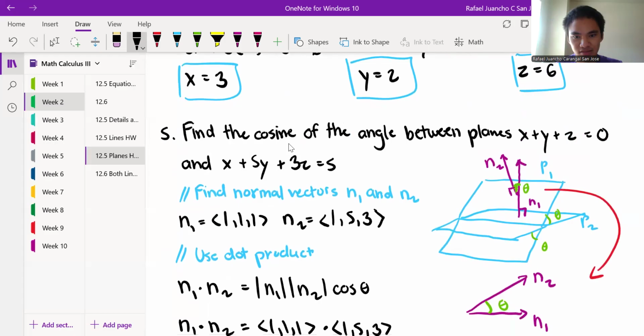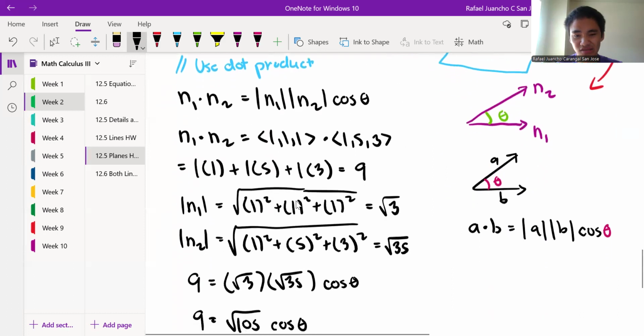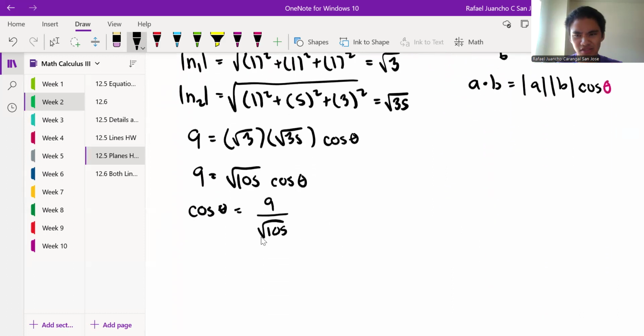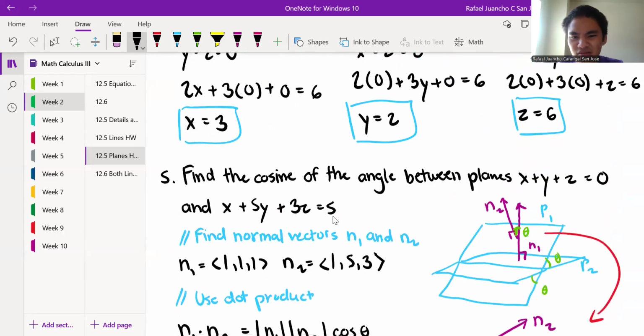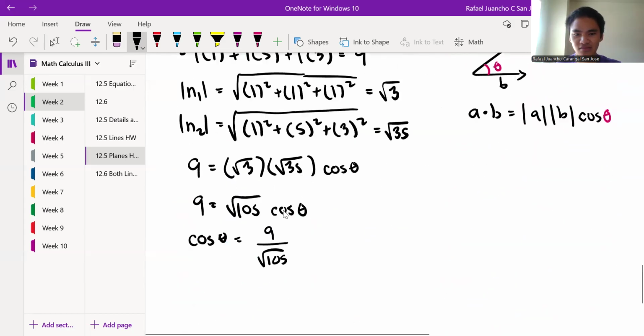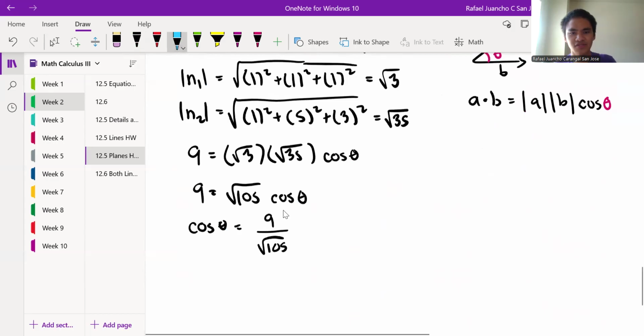Now is that it? The cosine of the angle. I think this is it, but it's not like in degrees or anything, which is totally weird. No, actually, this is it, because it says find the cosine of the angle. It doesn't say find the angle. So I believe this is it.